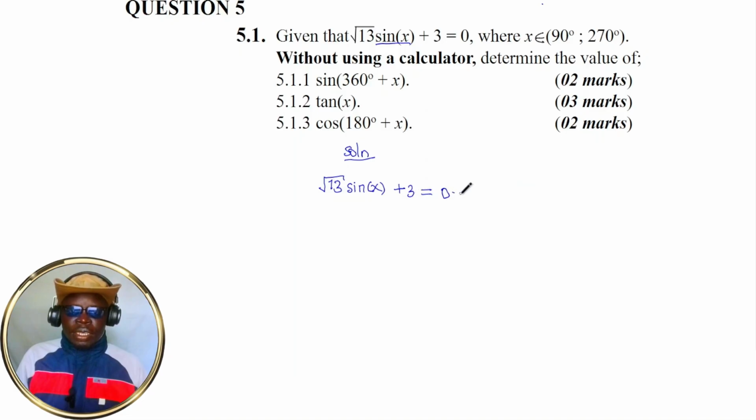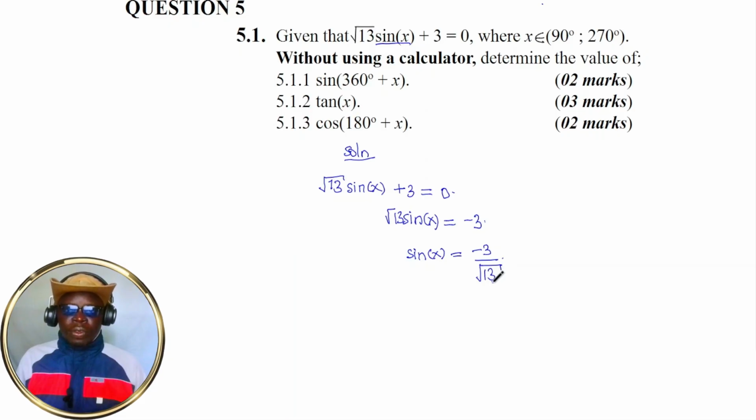From here we can take the 3 to the side, and we're left with square root of 13 sine of x equals negative 3. We can still isolate this by dividing both sides by root 13. Therefore, we're only left with sine of x equals negative 3 divided by the square root of 13. And when you study this carefully, it is negative. Therefore, we have 2 quadrants in which our x would possibly lie.